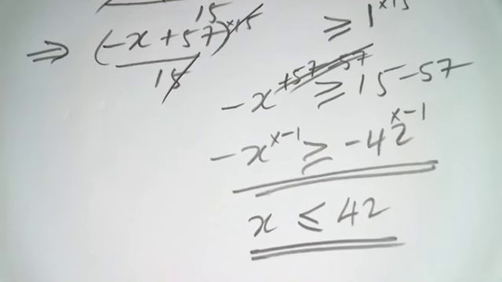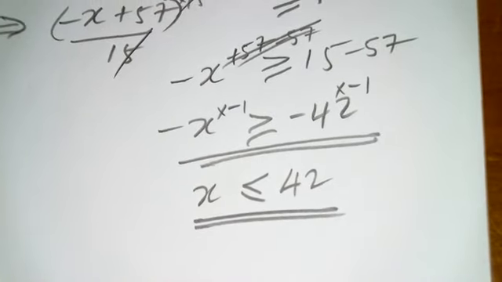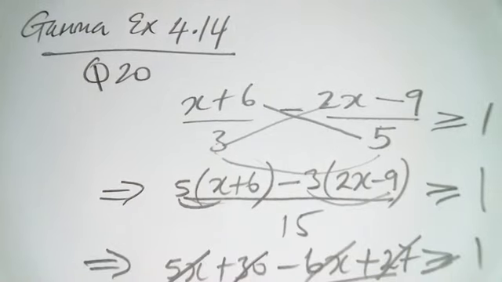Yeah, I don't agree with whatever answer they happen to have. Their answer, by the way, was negative 12. I can't concur with that, I'm afraid. So I think that this is the correct answer. And x, in fact, is less than or equal to positive 42. So that would be my solution, folks, to Gamma exercise 4.14, question 20.